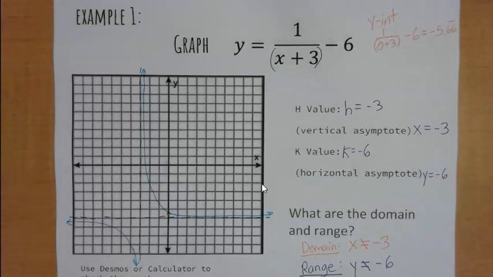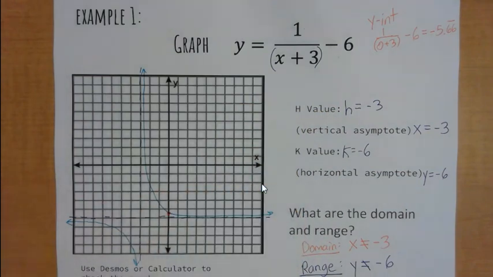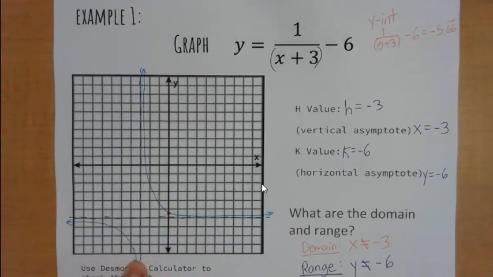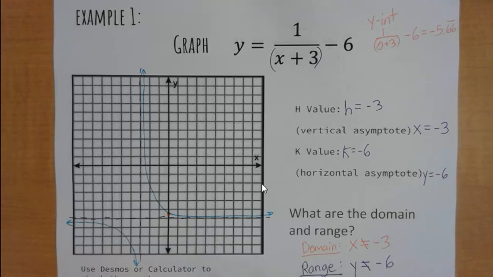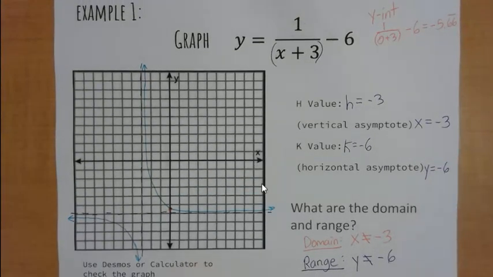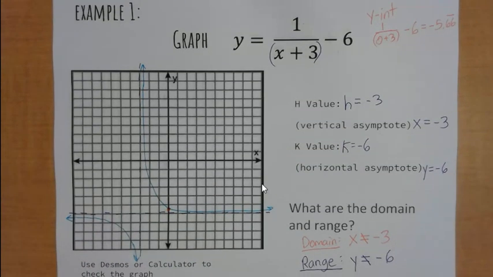So we have now finished example 1. We have our horizontal translations. We know that we moved left 3 and down 6. We draw in our horizontal asymptote at y equals negative 6, our vertical one at x equals negative 3, and we found our domain to be x is not equal to negative 3, and our range is y is not equal to negative 6. So let's move on to example 2 now, after you've taken a look at what we have here.